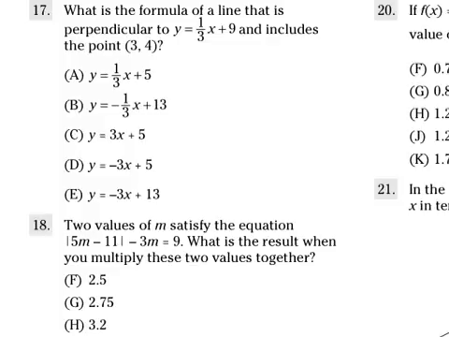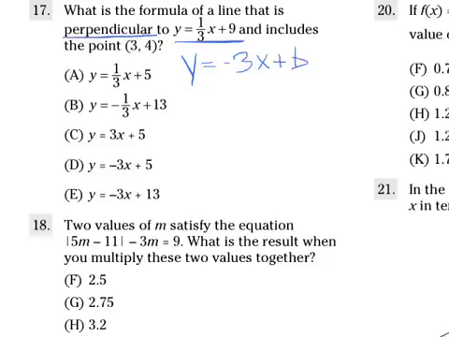What is the formula of a line that is perpendicular to y equals 1/3 x plus 9 and includes the point (3, 4)? Well, here's what you have to do. You have to remember that a line perpendicular to this one is going to have a slope that is the negative reciprocal of 1/3. So it would be -3. You flip the fraction, change the sign.